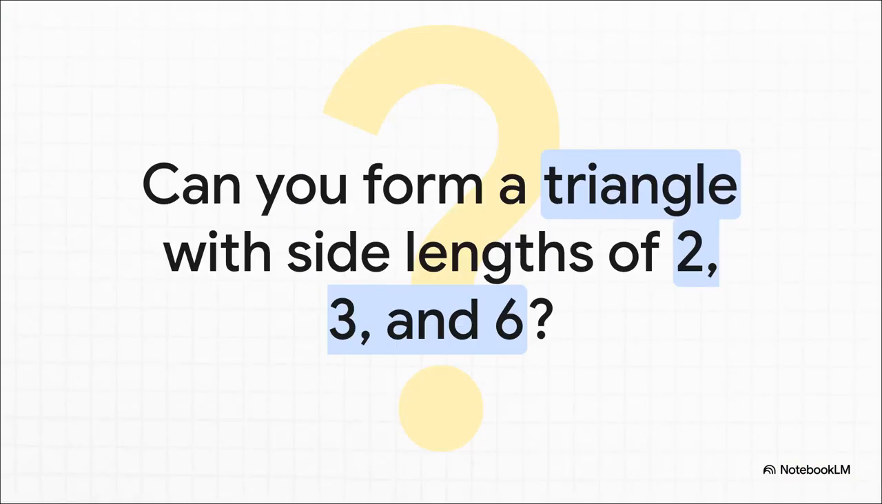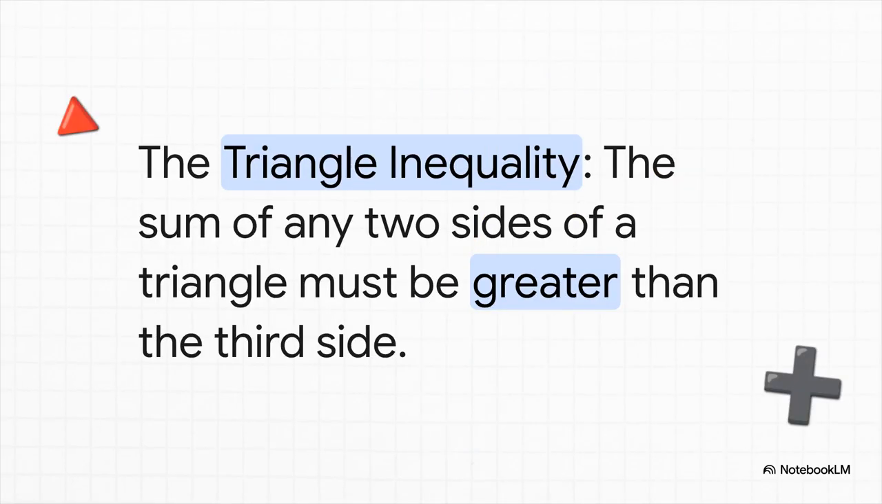So before I just give you the rule, pause and think about this for a second. Imagine you've got three little sticks. Their lengths are 2, 3, and 6. In your mind, can you connect them end to end to make a triangle? What does your gut tell you? The answer is no, you absolutely cannot, and it's because those numbers violate the triangle inequality theorem.